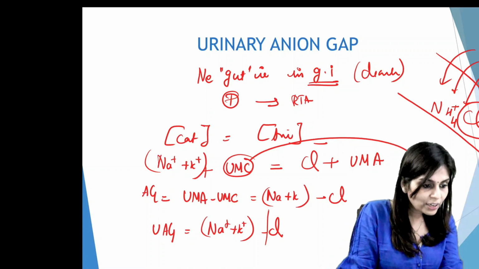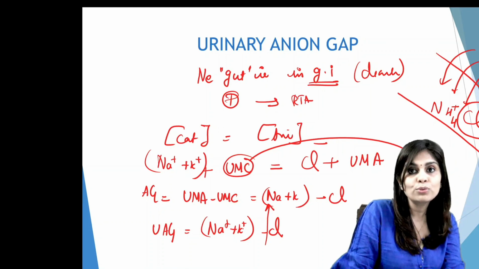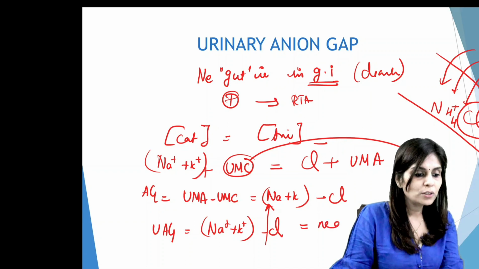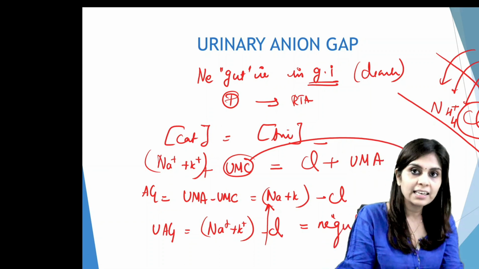So if chloride concentration here is high, it happens to be more than sodium and potassium put together. So this is going to be negative. That is why I said in GI loss of bicarbonate, urinary anion gap will be negative.